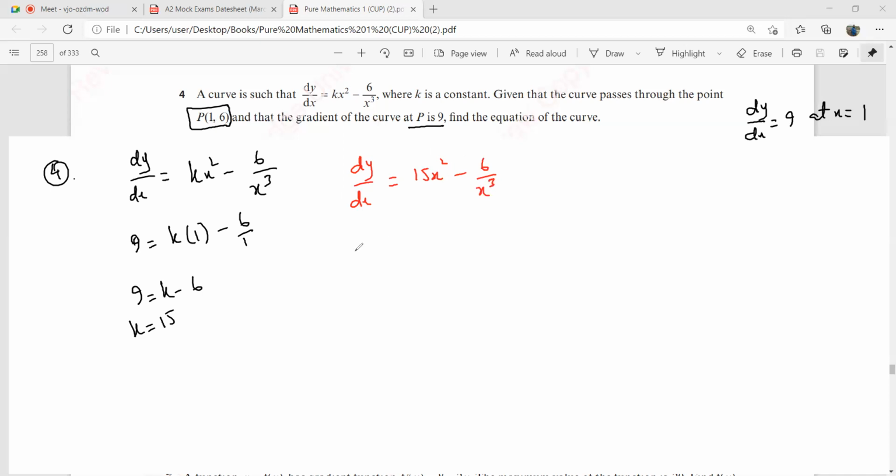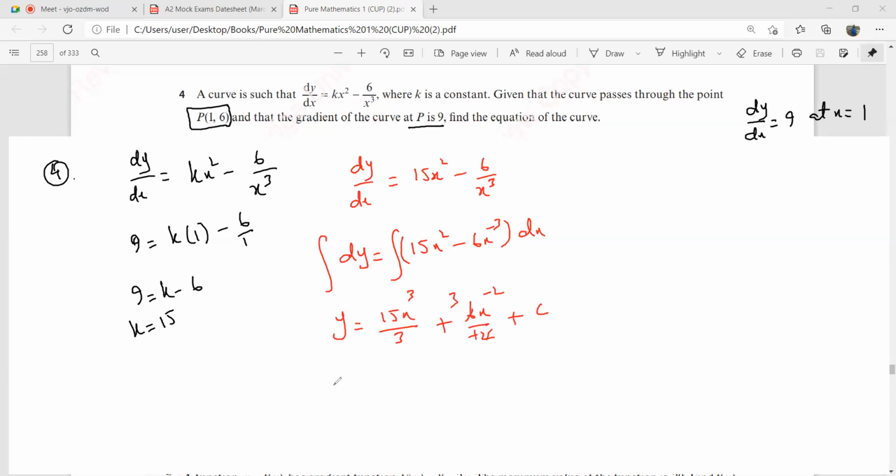And now this becomes a routine question for you. You can write it as dy, that is going to be 15x squared minus 6x raised to the power minus 3 dx. Okay, so you have y equal to 15x cubed over 3 minus 6x raised to the power minus 2 over minus 2 and then plus c. Just cancel by this. 2 3s are, so a bit cleansing here. This is cancelled as well. So you have 5x cubed plus 3 over x squared, and then you have plus c.